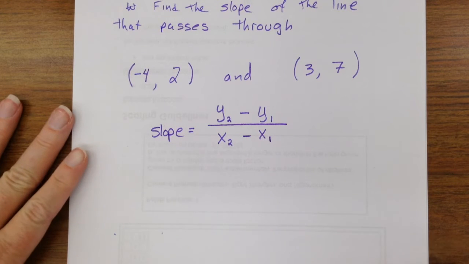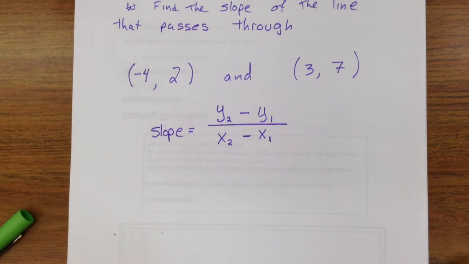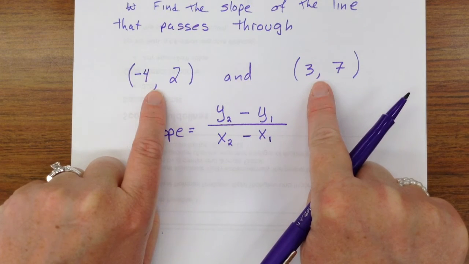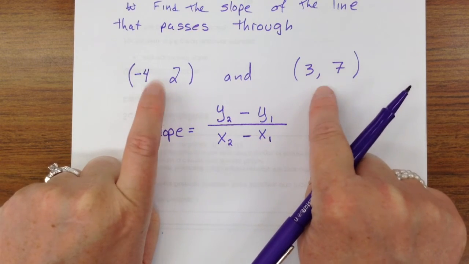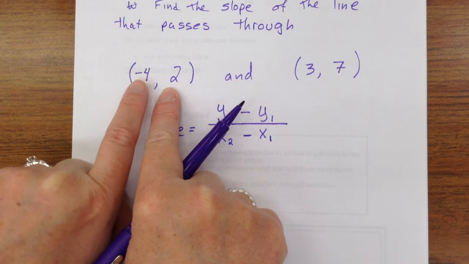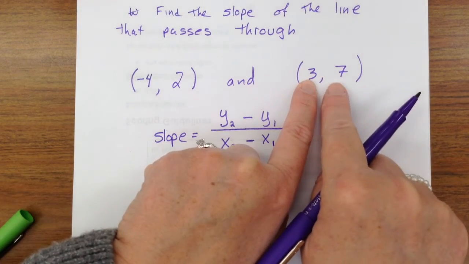All right, what does this mean? What is going on here? Well, let's look at this. We have been given 2 points. Yes, there's a first point and a second point, 2 points. Each point has an x coordinate and a y coordinate, an x and a y.